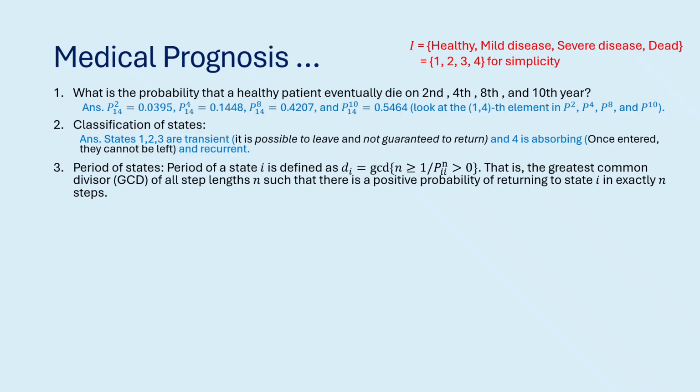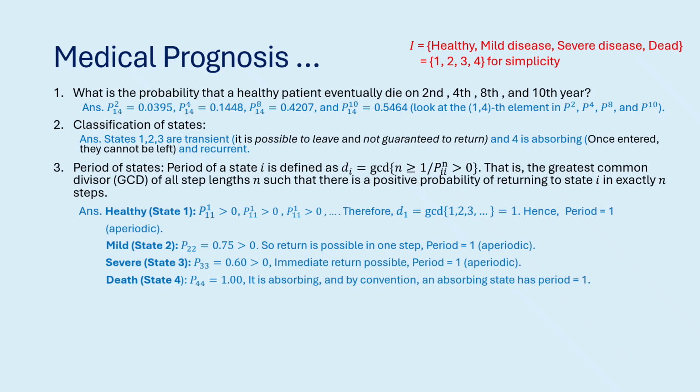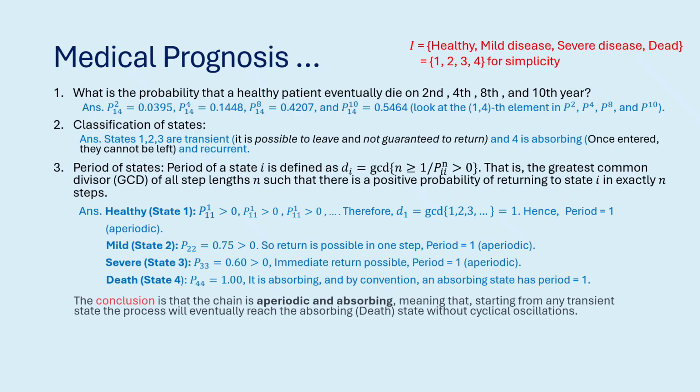Periodicity. Another important property of a Markov chain. It is calculated as the GCD of the set of n greater than or equal to 1 such that p_ii^(n) is greater than 0. Here, for the healthy state, we have computed the period. It is going to be 1, because the GCD of the set 1, 2, 3 is 1. Similarly, mild and severe are also aperiodic. And the death state, by convention, is an absorbing state, so its period also becomes 1.